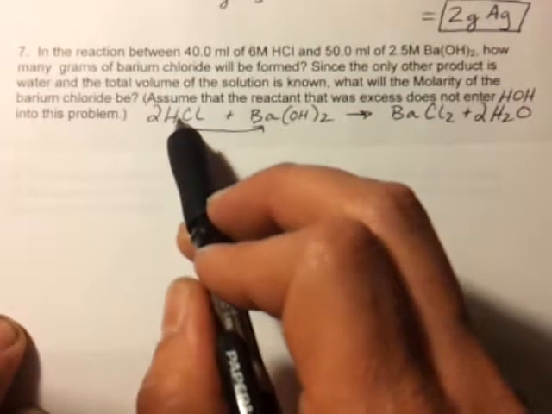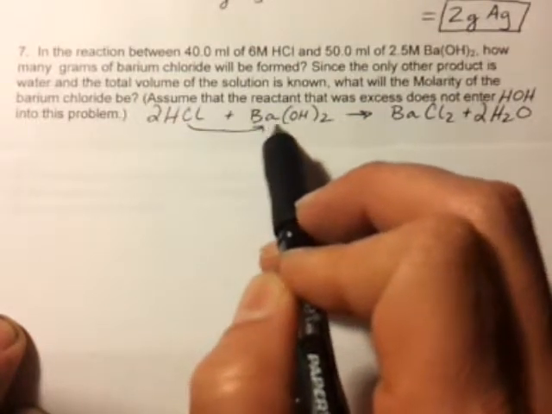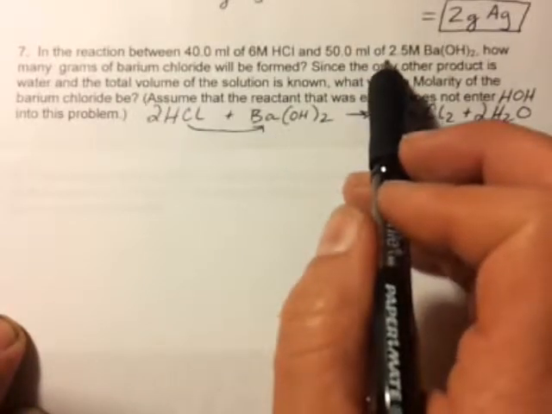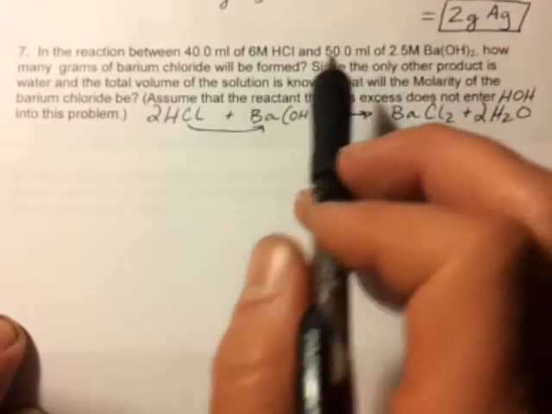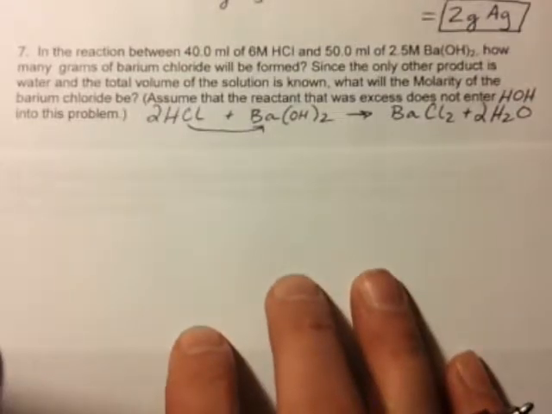But if I do the stoichiometry, going from HCl to barium hydroxide, and it says you need 60 or 65 or 70 milliliters of barium hydroxide, and I look and I've got 50, that tells me barium hydroxide is my limiting reactant. So let's figure out what we've actually got here.